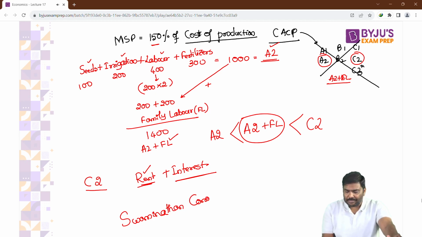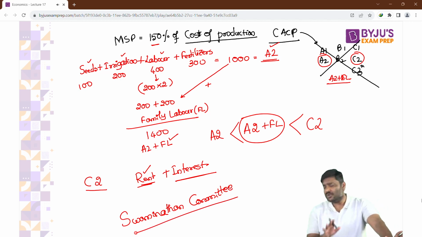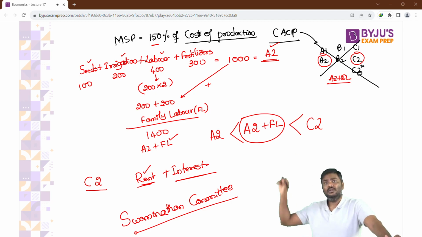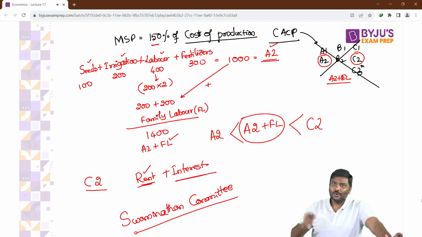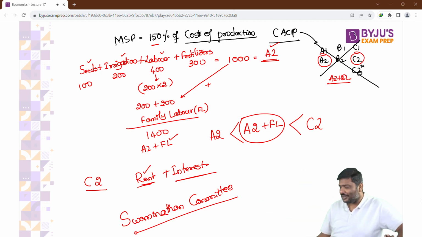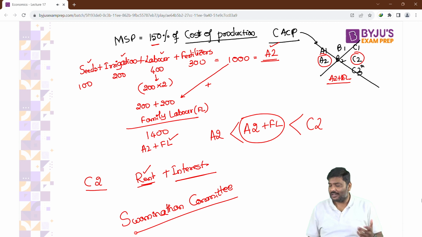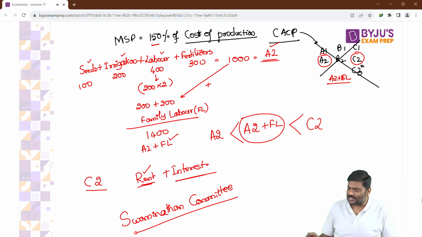It is a very old committee, the Swaminathan committee. I'm pretty sure all of you have heard of Mr. M.S. Swaminathan. At least from high school: who is the father of the Indian Green Revolution? M.S. Swaminathan, right? So that's the reason.